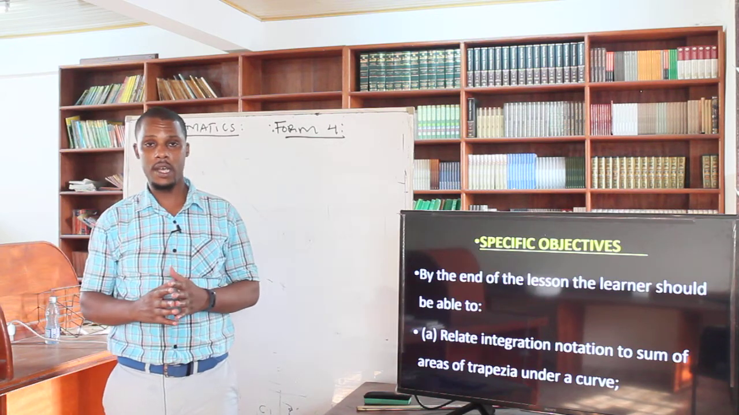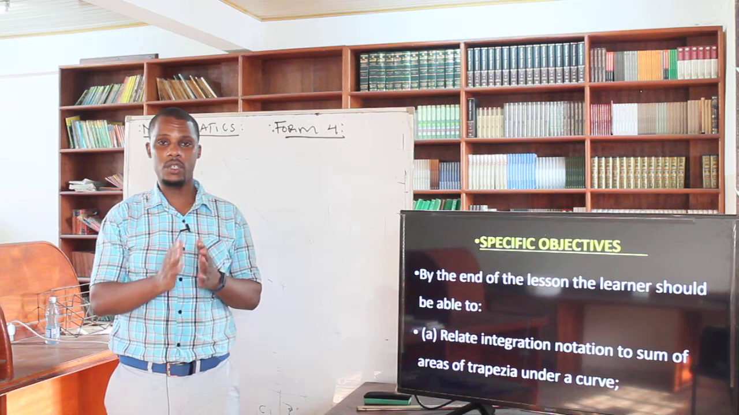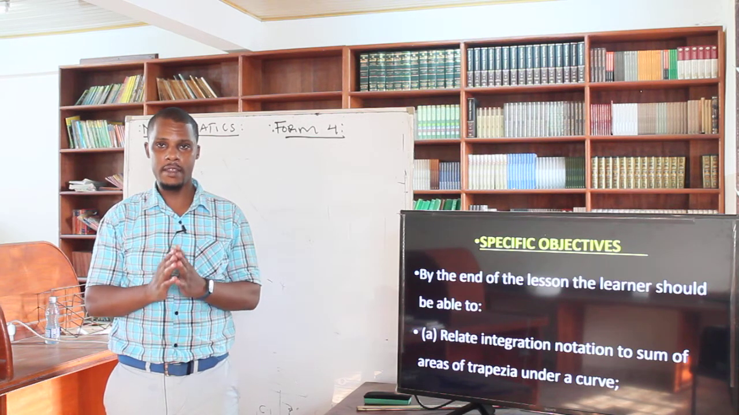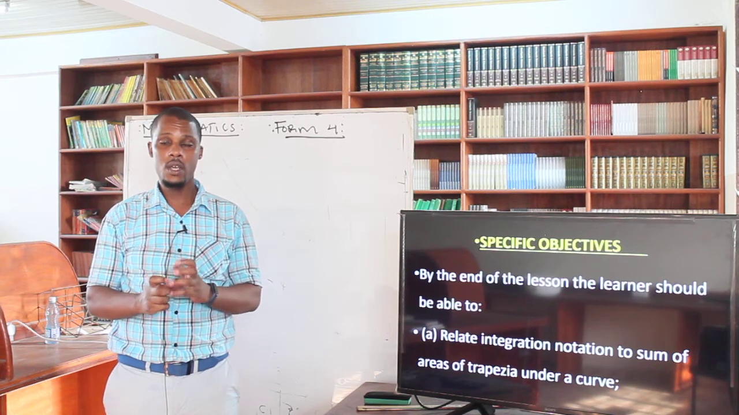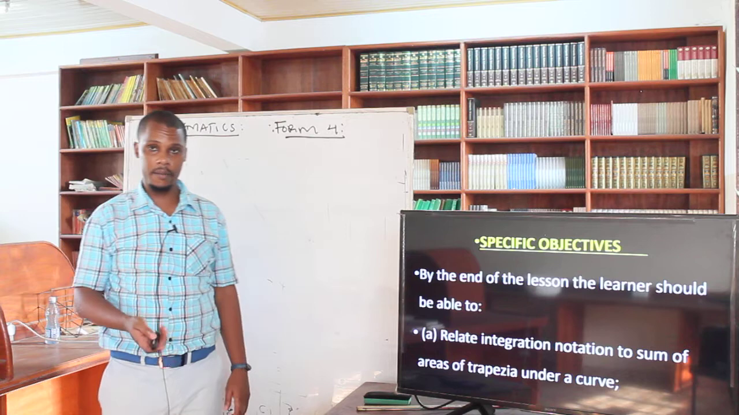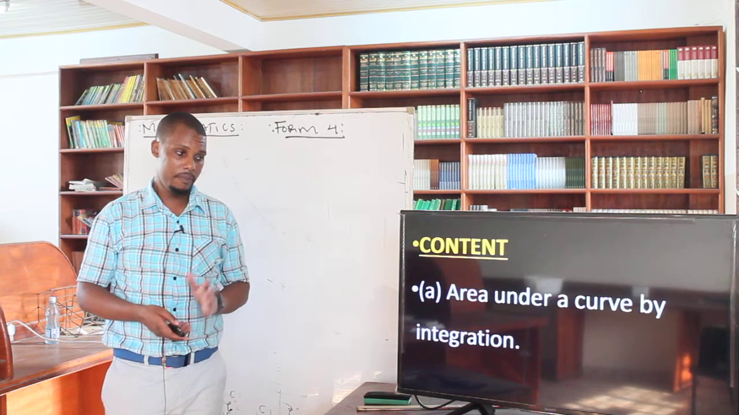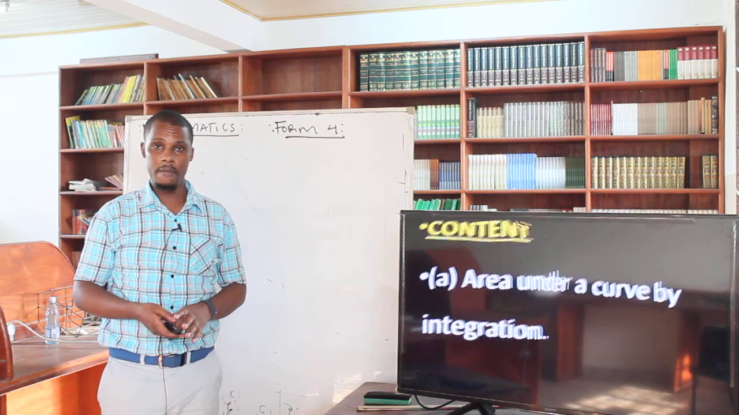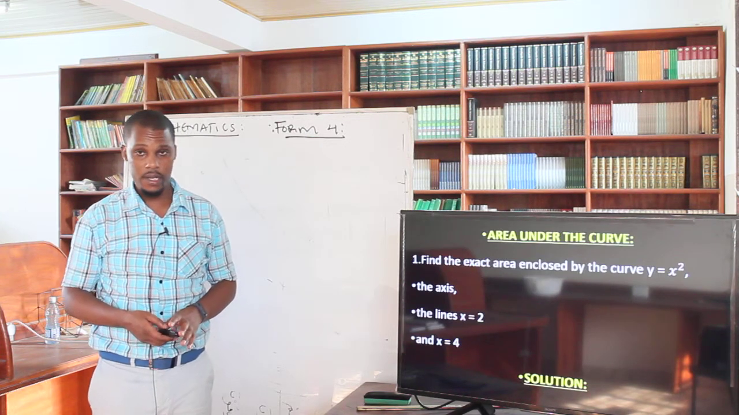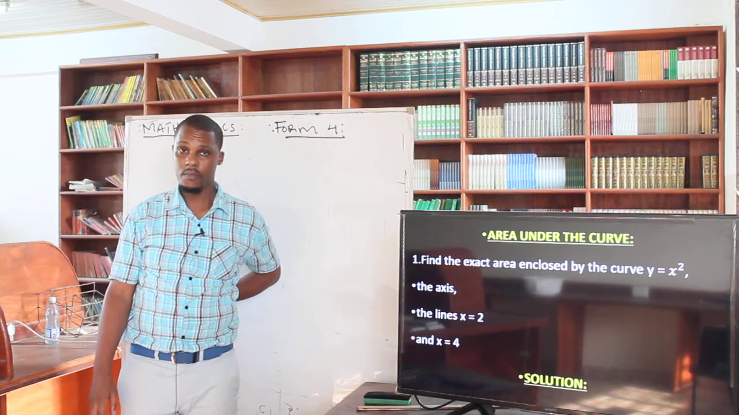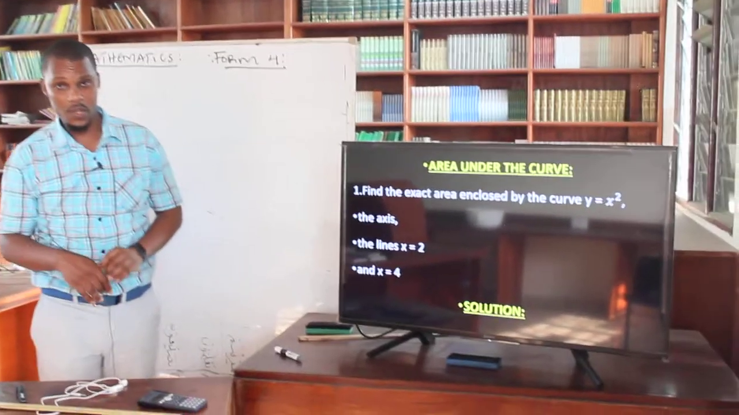The one objective is that you're supposed to relate integration notation with the sum of the areas of the trapezium under the curve. Once you read that, you will be in a position to get the exact area. So the content is the same as the area under the curve by integration. Let's focus on some examples that are going to take us through, and then we'll see whether you can answer those questions.